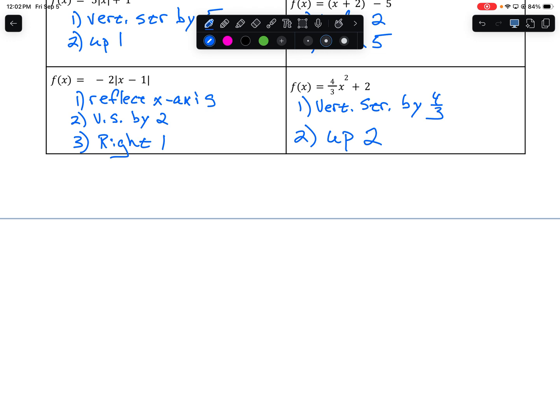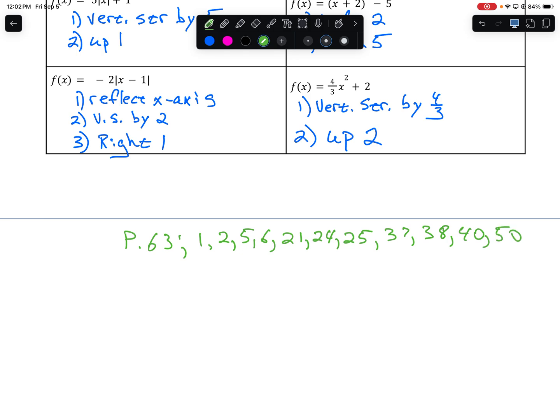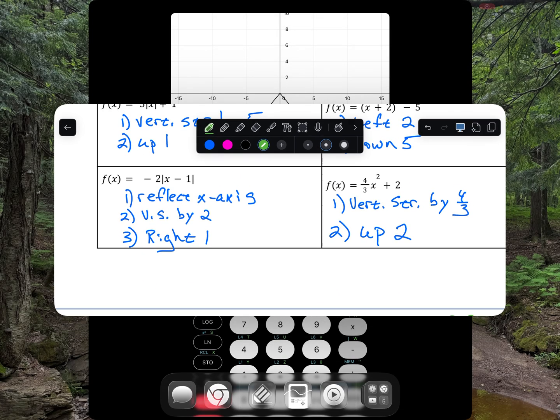Oh, I didn't write your homework down. Here it is. Homework is page 63. 1, 2, 5, 6. They're not very long problems. That's why there's more. 1, 2, 5, 6, 21, 24, 25, 37, 38, 40, and 50. Okay, write that down.